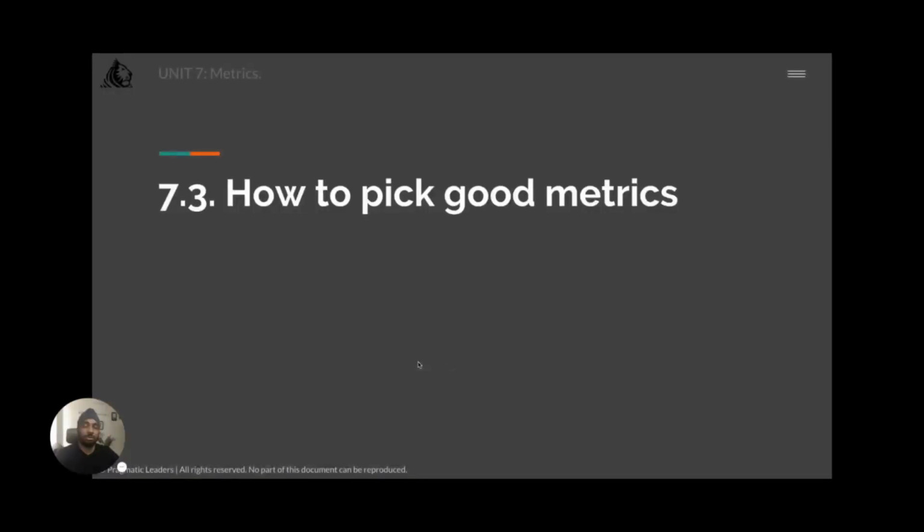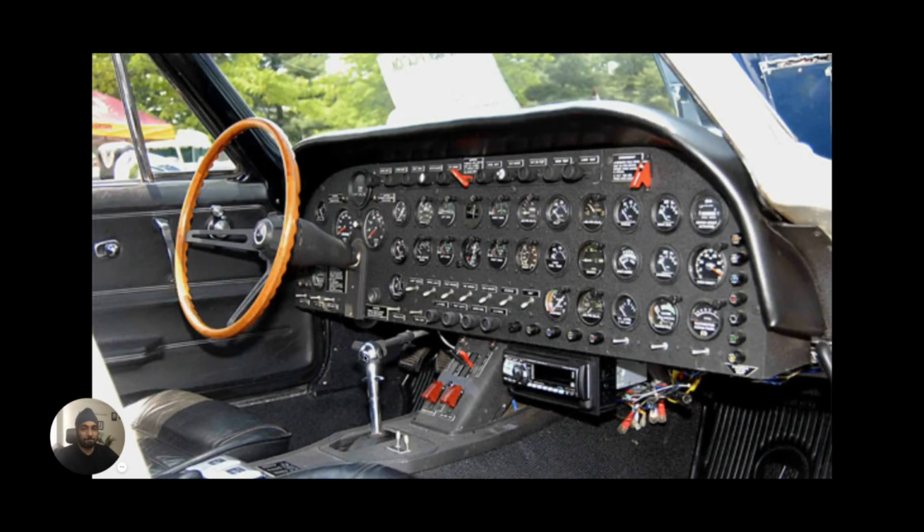So, which brings me to the next question: how to pick good metrics? I spoke about so many different kinds of metrics, right? Well, true. There are just so many metrics and so little time.